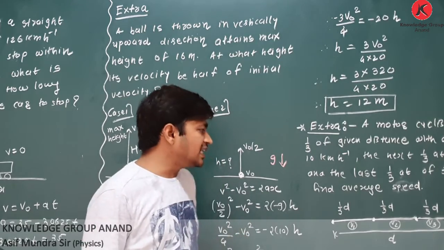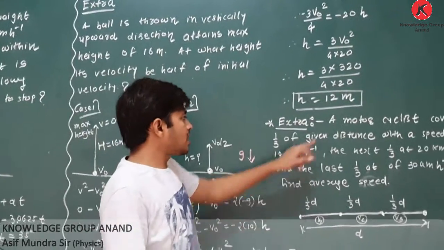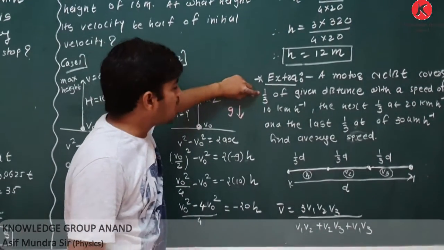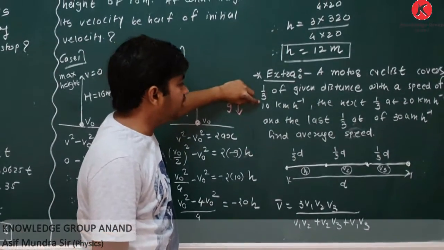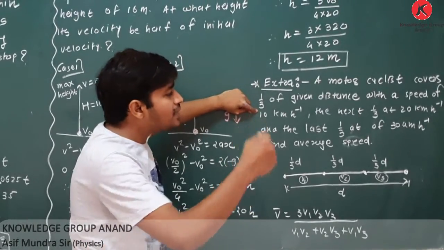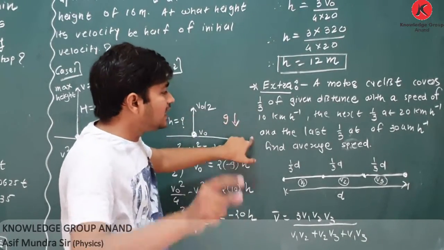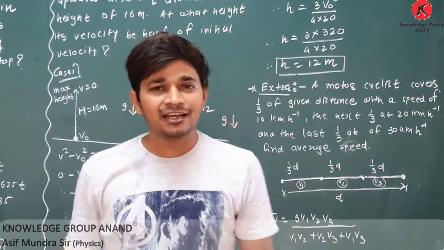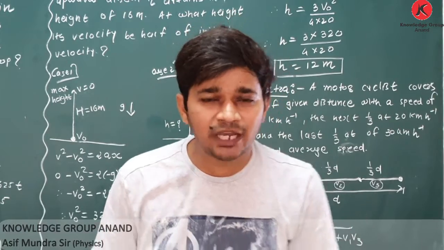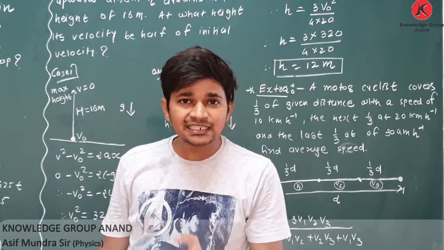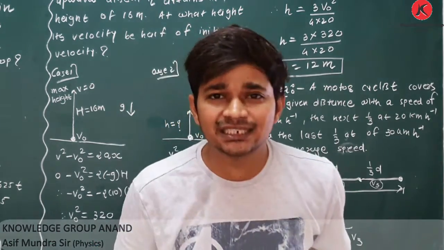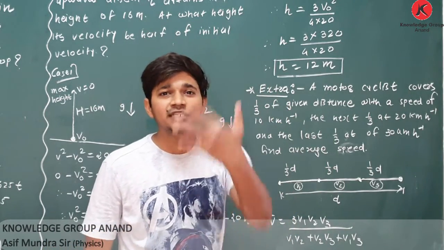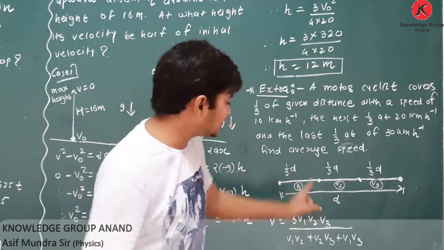Okay, one last question, and yes, it is easy. A motorcyclist covers 1/3 of a given distance with a speed of 10 km per hour, the next 1/3 at 20 km per hour, and the last 1/3 at 30 km per hour. Then find the average speed. Remember the question of average speed. One special case I derived for 2 equal distances, and I gave you homework for 3 equal distances. What is the average speed? Yes, its answer is here.